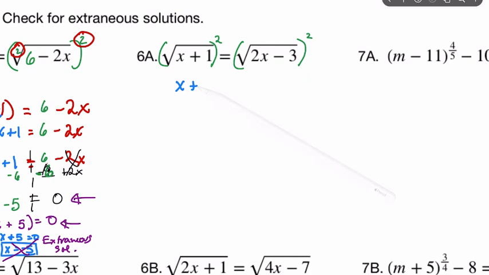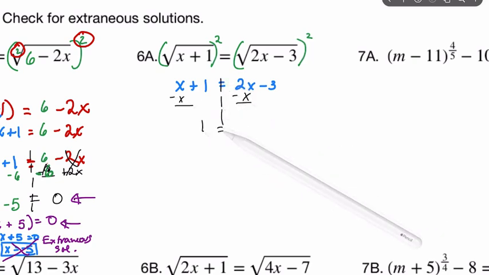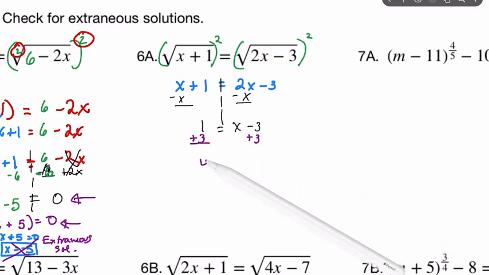I just get x plus 1 equals 2x minus 3. And then we just solve this guy. So I'm going to subtract my x's, and then I will add 3. 4 equals x, so x equals 4. And we're done.